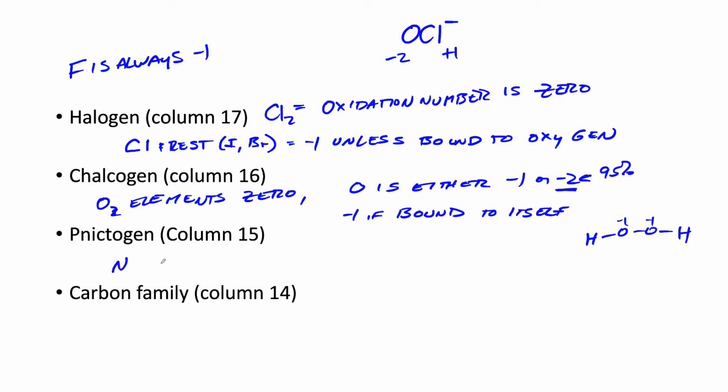Pnictogens, nitrogen, ranges from -3 to +3, depending upon what's bound to it. What I mean, nitrogen is usually -3, +3.